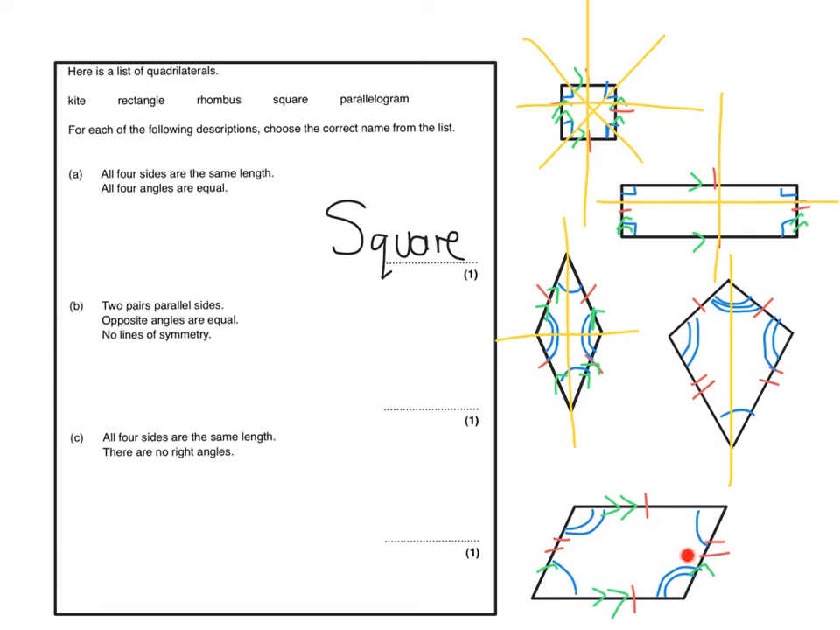Let's check. Are the opposite angles equal? Yes. Does it have two pairs of parallel sides? Yes. So it's a parallelogram that we're looking at.